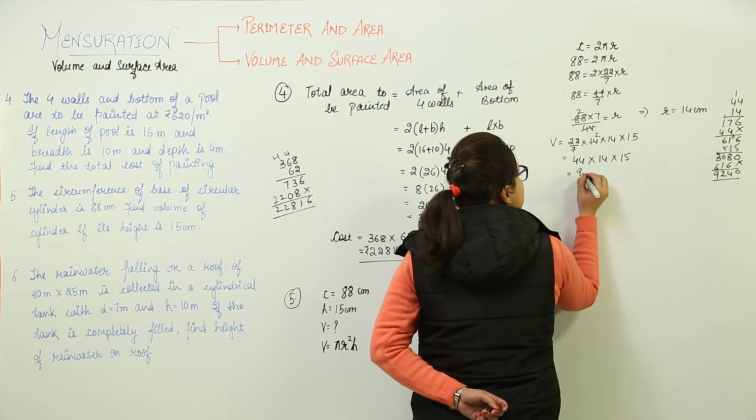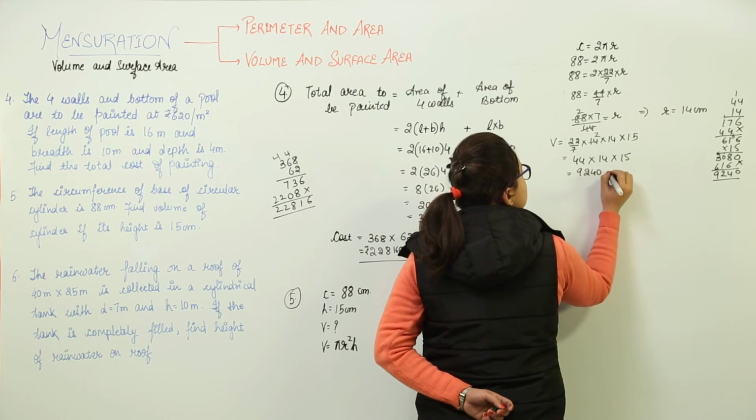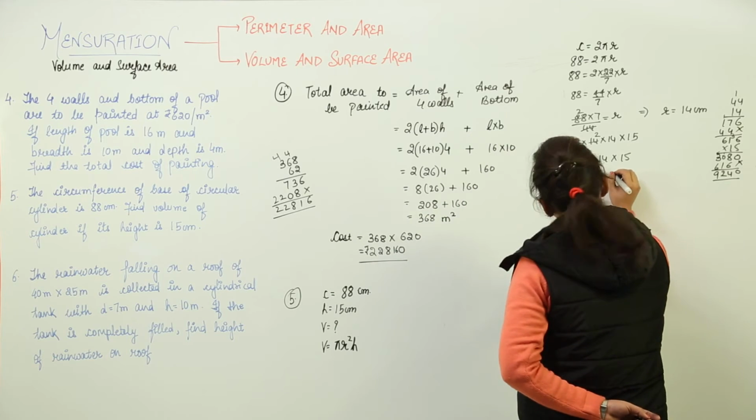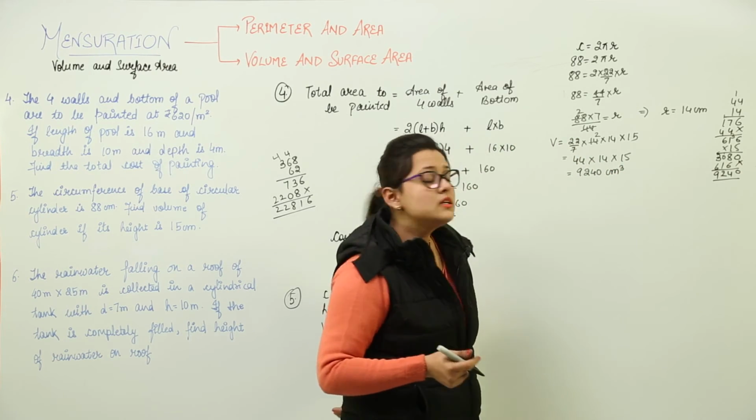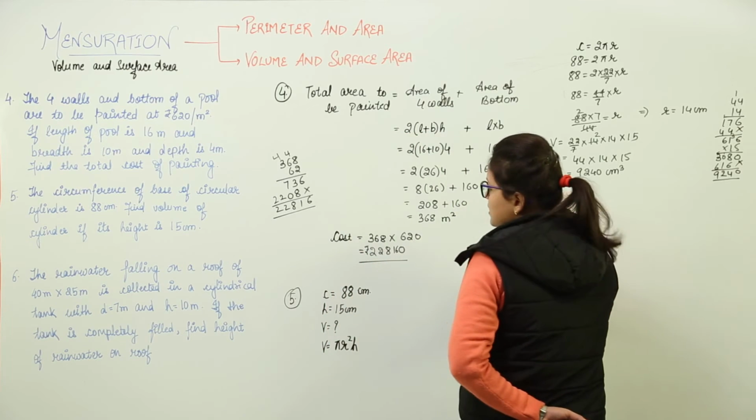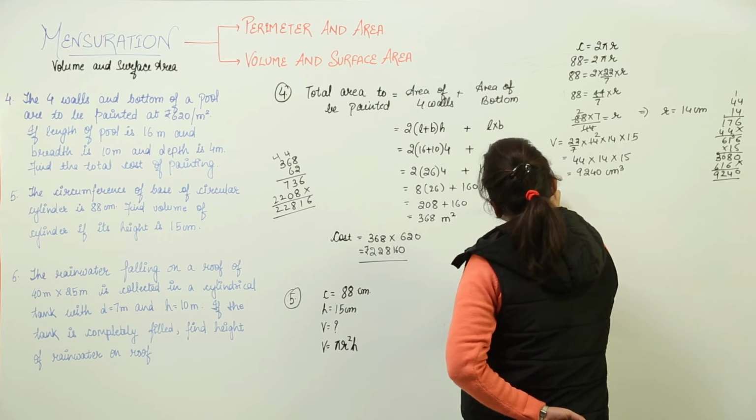So what do we get as the volume? 9240. What is the unit? It is going to be centimeters cube. Clear? Now moving on to the last question, question number 6.